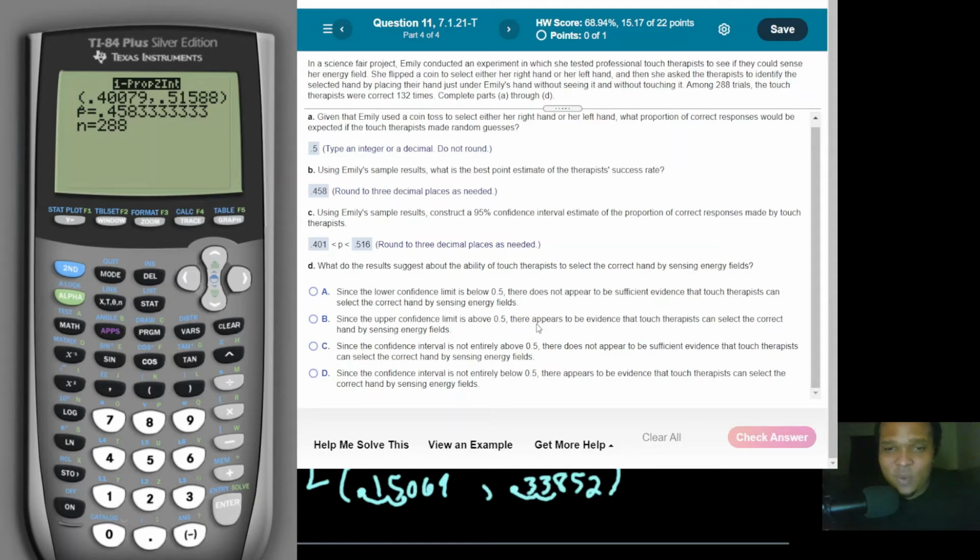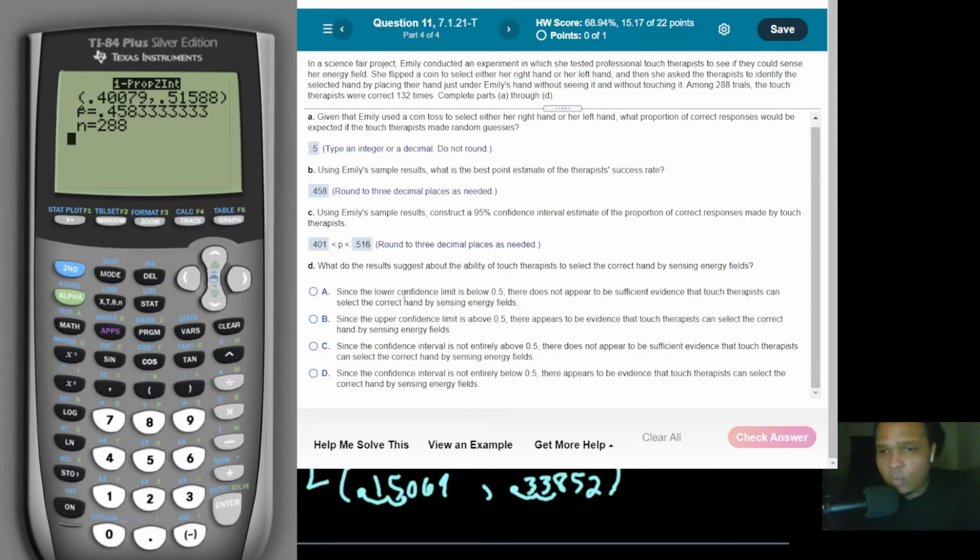Let's see what the subject matter is. There appears to be evidence that touch therapists can select the correct hand by sensing energy fields. We get a 50-50 chance anyway, like Who Wants to Be a Millionaire. Some of this stuff is so unimportant, maybe it's important to you. When she tested professionals to see if they can sense her energy field, she flipped a coin and they had to identify the hand. So they will only be right about half of the time.